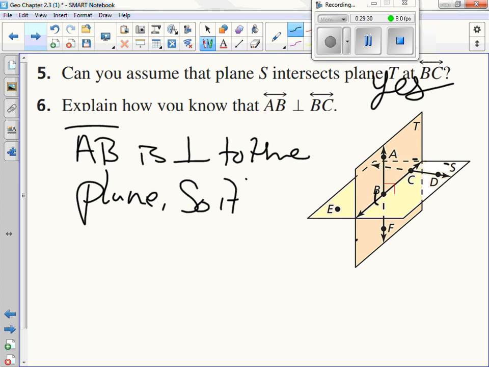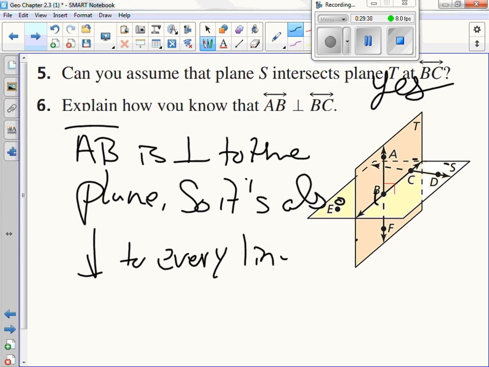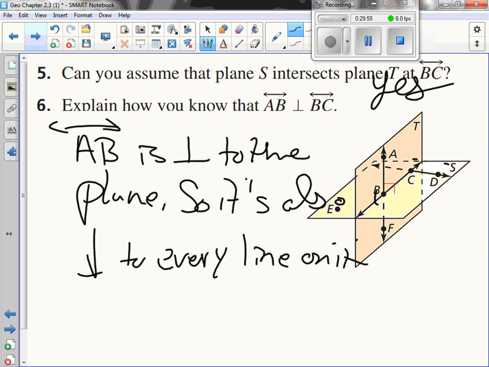it's also perpendicular to every line on it. You don't have to put it in exactly that wording, but just get the gist of it. It's perpendicular to the plane, so it's perpendicular to every other line on that plane. If we were doing a proof of this, we would need a more rigorous explanation, but this will work for us.